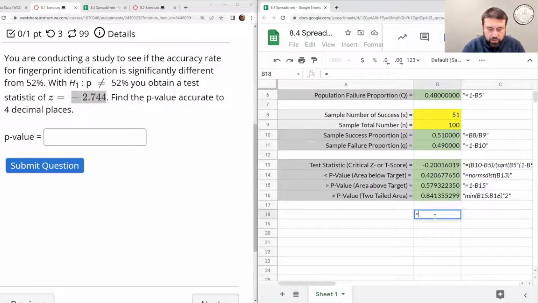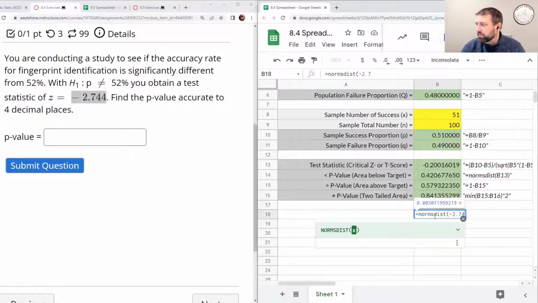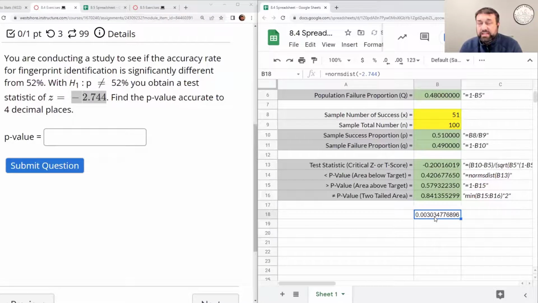So I'm going to say equals NORM.S.DIST, and then I'm going to put in my z-score, negative 2.744. And there is the area under the tail of that z-score. Part of this is understanding what the spreadsheet does. The spreadsheets are not meant to be just a black box that you type numbers into the yellow boxes, you get an answer and you're done. Part of the learning process is to understand what the formulas are and why they are there.